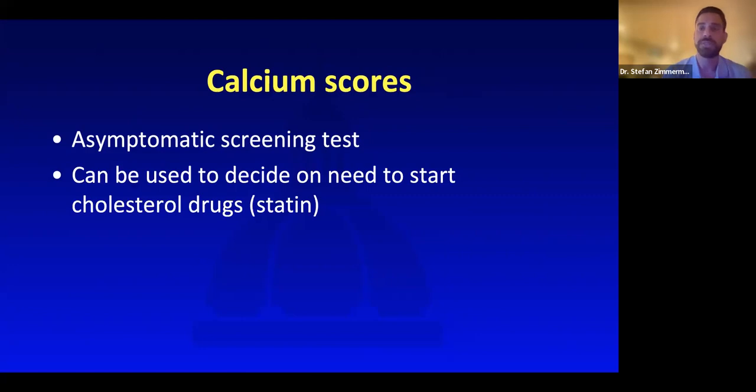The other way it's really used is to decide on the need to start certain drugs for cholesterol lowering. These drugs are called statins. Let's say you have high cholesterol. Depending on whether you have coronary disease, if you have coronary calcifications or plaque, that's known as coronary artery disease. So if you have coronary artery disease, the target cholesterol level that they want you to sit at is going to be lower than for somebody without coronary artery disease. And so the calcium score can help determine whether you need to be started on a drug to control your cholesterol level.